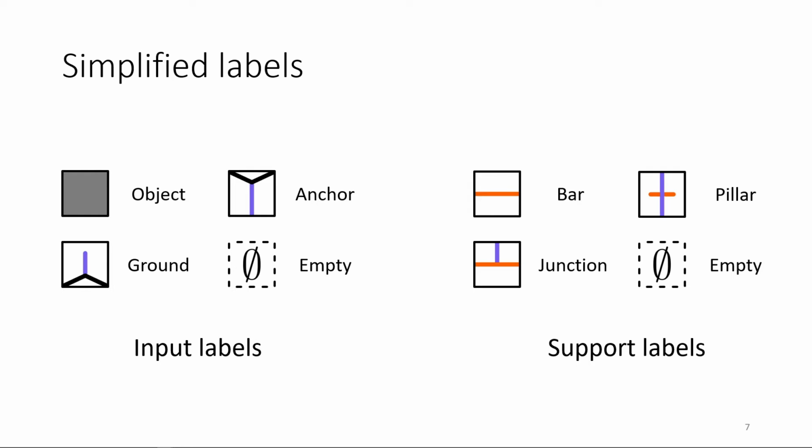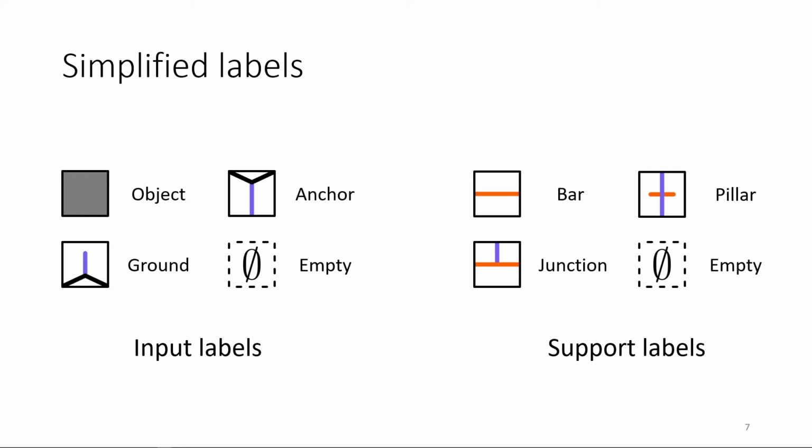For example, we also have labels for different kinds of junctions between pillars and bars. There are also additional labels to account for the extra third dimension. Adding more labels allows us to have a finer control over the generated structures, but increases the complexity of the system and makes the design process more difficult.